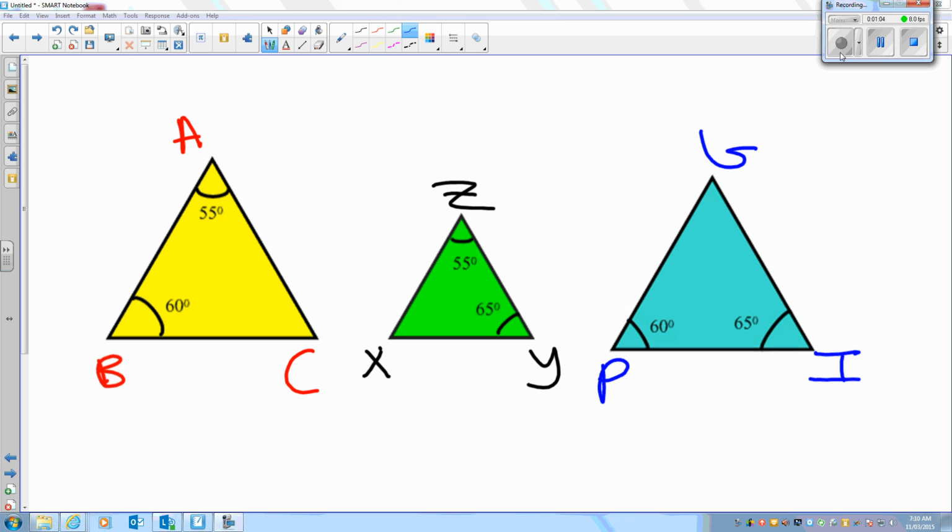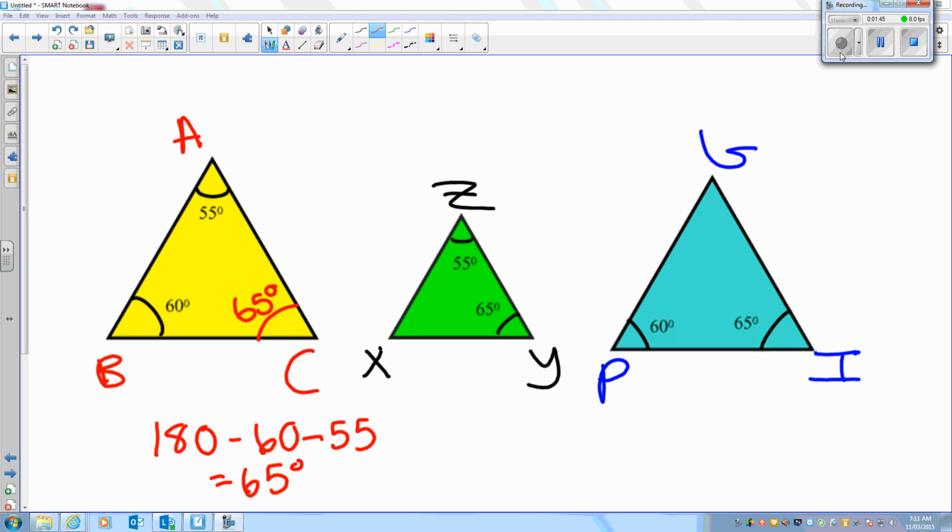When I look at these 3 triangles, none of the angles seem to match right away. But we have to remember that we can solve for a third angle on a triangle because all triangles add up to 180 degrees. So in triangle ABC, to solve for this unknown angle here, we can go 180 minus 60, so that's 120, minus 55 will give us 65 degrees. So this angle in here is 65 degrees.